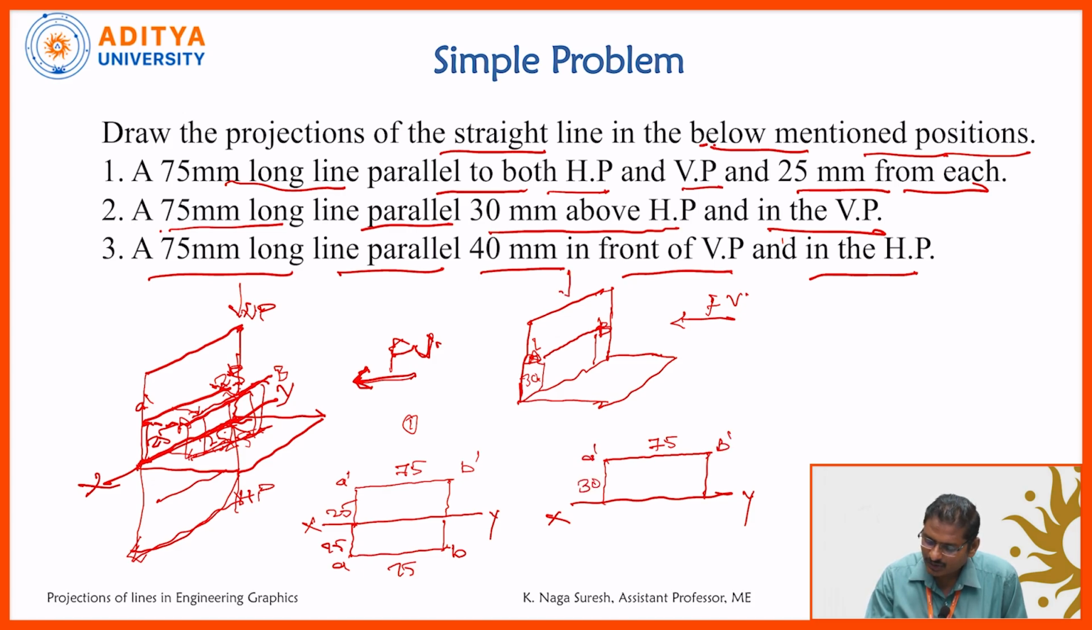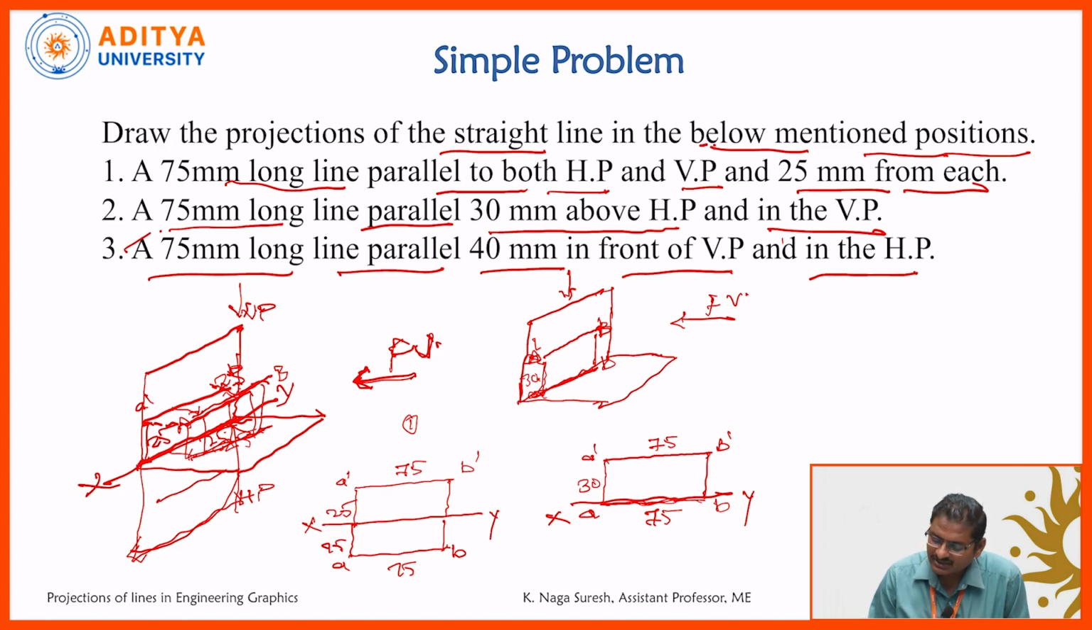When we see the top view, the line is projected on the reference line directly. This is the top view AB, and this is also 75. If the line is parallel to both HP and VP, then in every view, front view or top view, the true shape is visible. This is the second condition.